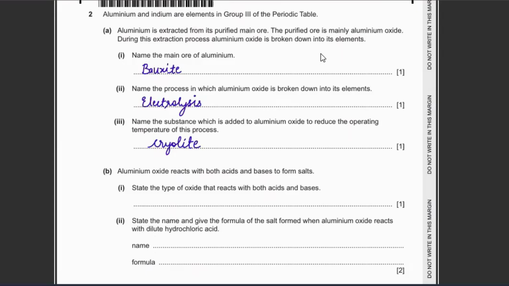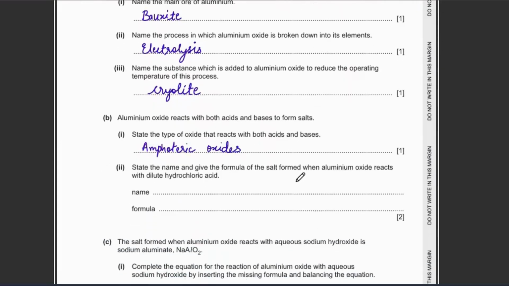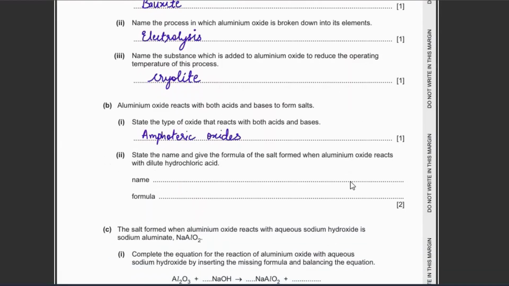Now, part B of the question says: state the type of oxide that reacts with both acids and bases. Then that is amphoteric oxide. Next, we have: state the name and give the formula of the salt formed when aluminium oxide reacts with dilute hydrochloric acid. So aluminium oxide plus hydrochloric acid forms aluminium chloride. So we'll write down the name aluminium chloride, which is the salt, and water is also formed. And the formula is AlCl3.